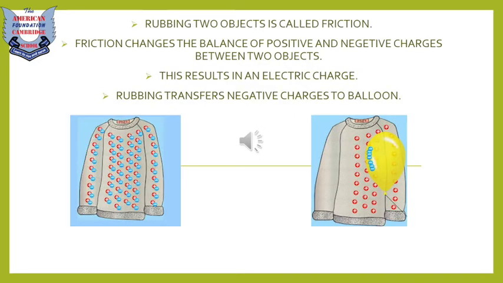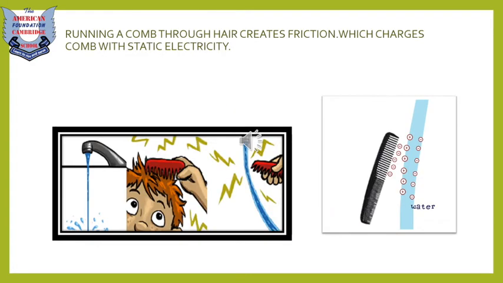As you know, two like things repel each other and two unlike things which are opposite attract each other. Here you can see a jumper having positive and negative charges. But when we rub the balloon with the jumper, some of the negative charges will be transferred to the balloon, which will let the balloon be attracted towards the jumper for some time until the charges get back to the jumper.